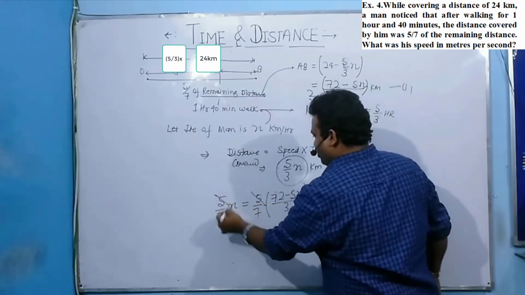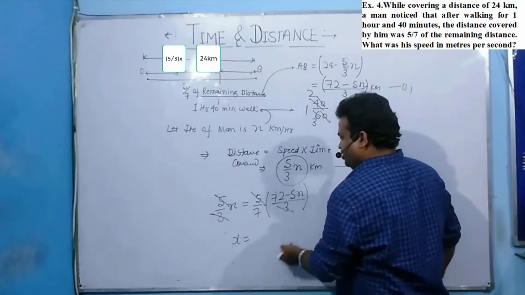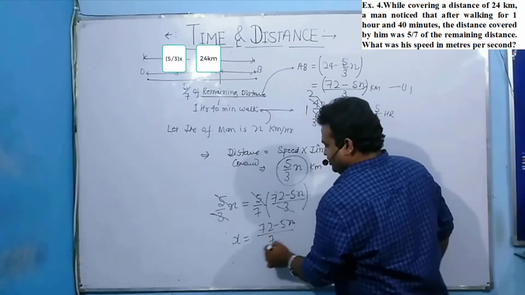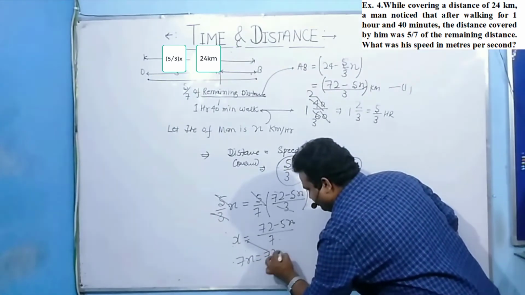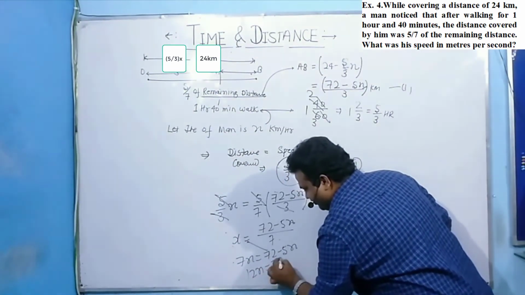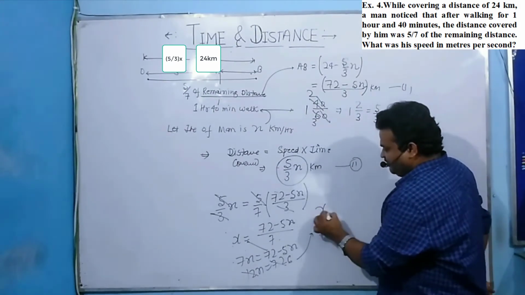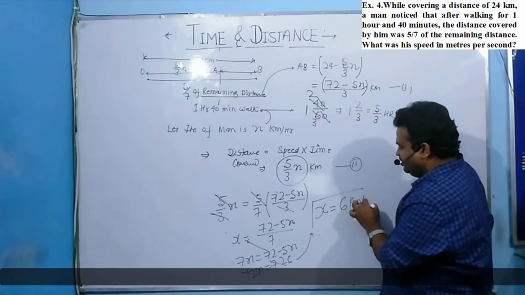5 and 5 cancel, and 3 and 3 also cancel. So x is equal to (72 minus 5x) divided by 7. Cross multiply: 7x equals 72 minus 5x. So 5x plus 7x, 12x, is equal to 72. 12 6s are 72, so my x value is 6. This is 6 kilometers per hour.